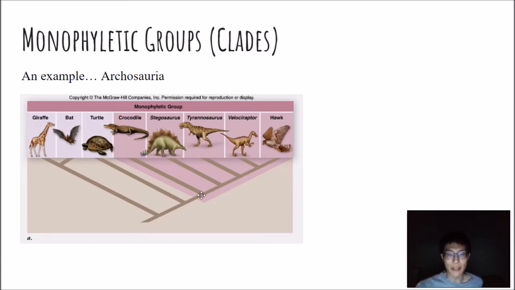You can see the common ancestor over here, and then all of its descendants include, so Archosauria includes crocodiles, some of your dinosaurs, as well as your birds. You can see that this entire group here, all of its descendants and the common ancestor, is a clade, aka a monophyly, aka a monophyletic group. So that hopefully makes sense.